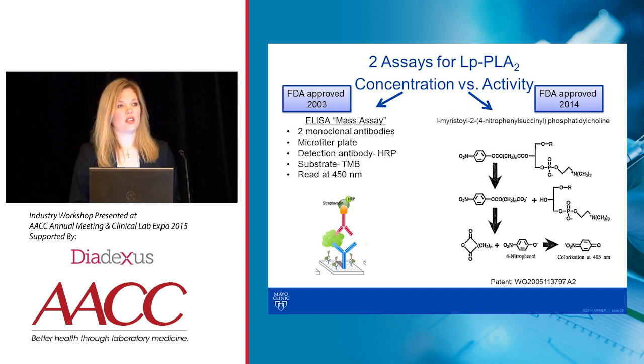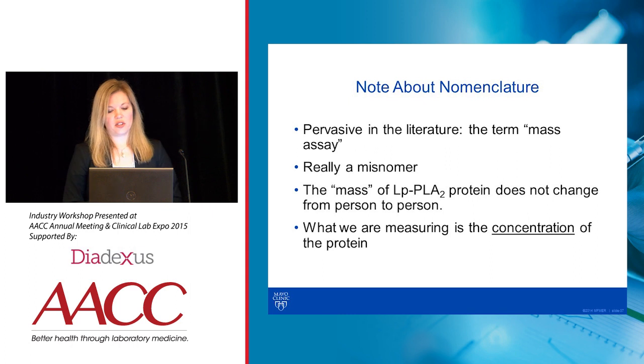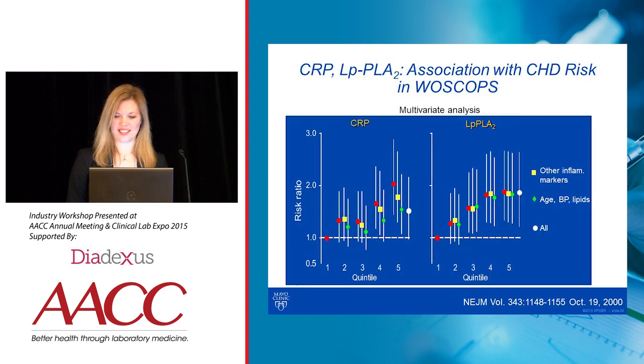Now, the concentration assay was FDA approved in 2003, and the activity assay was just recently FDA approved at the end of 2014. I just want to take a note about the nomenclature here. It's certainly pervasive in the literature, and I use it myself, calling this concentration assay the mass assay. But that's kind of a misnomer, of course, because the protein size doesn't change from person to person, so it's not really the mass that changes. What we're talking about is the concentration of the protein. So I'll try to use the term concentration as I talk, but I may slip and say the mass assay because it is so pervasive.